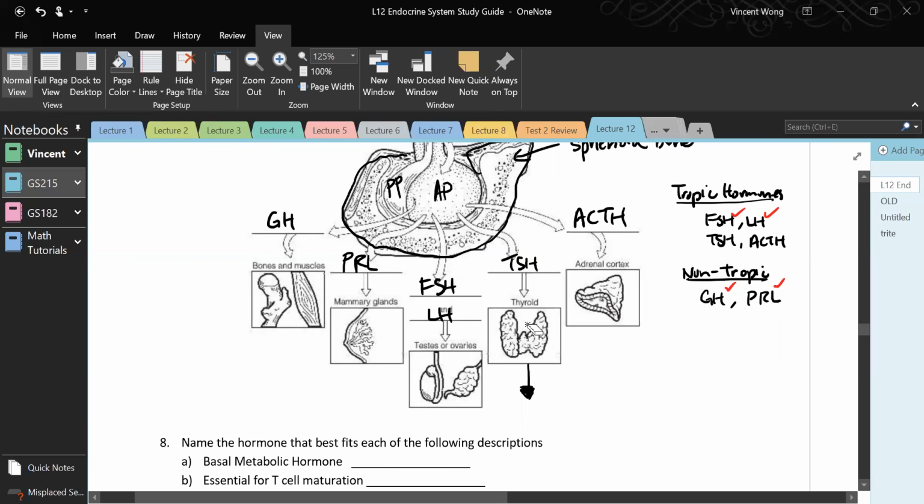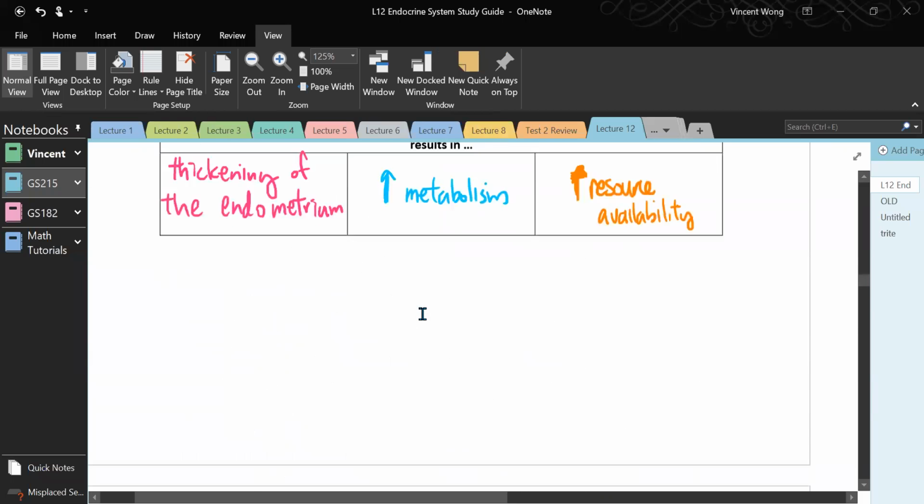Parathyroid is on the back though, right? So, not quite. That's okay. Let's go back here, right?